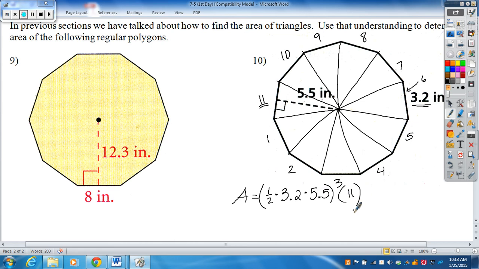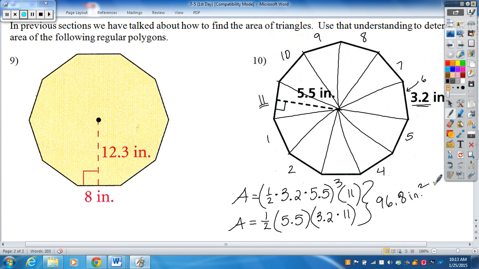If I was to use the formula that's found in your textbook and on some formula sheets, it's going to be 1/2 the apothem times the perimeter, which in this case would be 3.2 times 11. Okay, both of these will give you the exact same answer. And if you work that out correctly, hopefully you got 96.8 square inches. Okay, 96.8. All right, now, there is a third component to what's going on today.